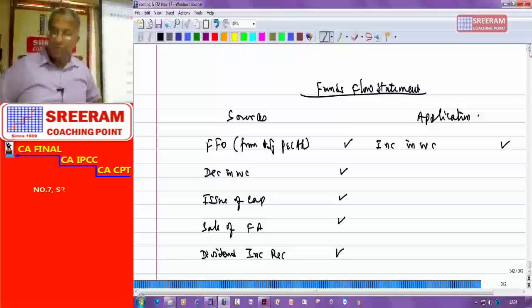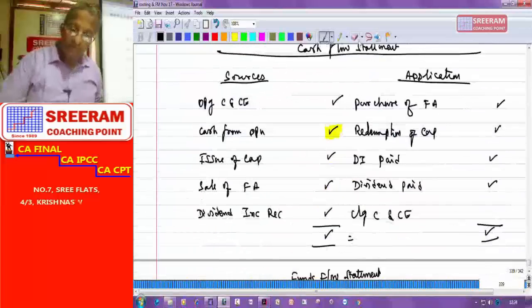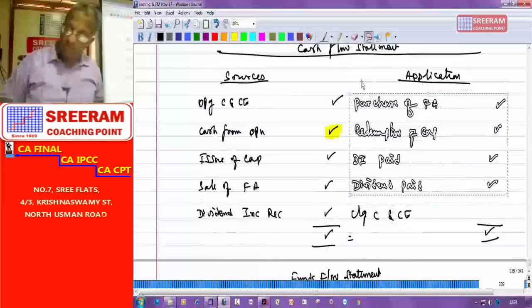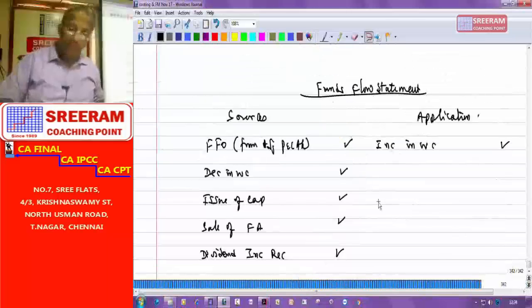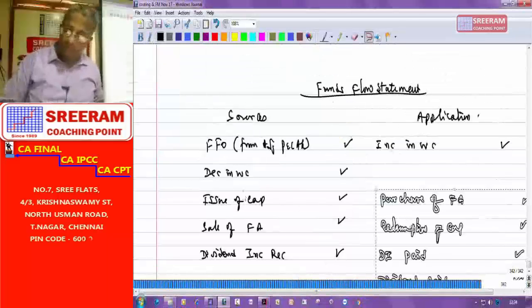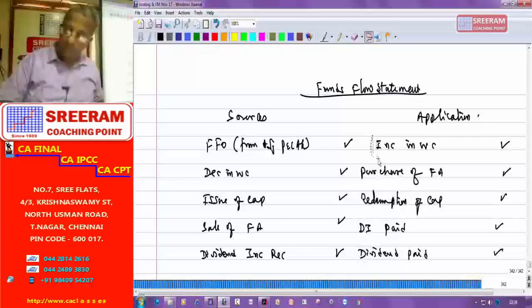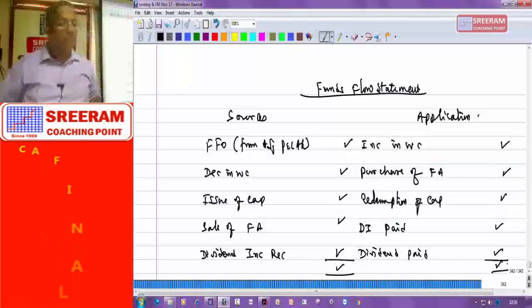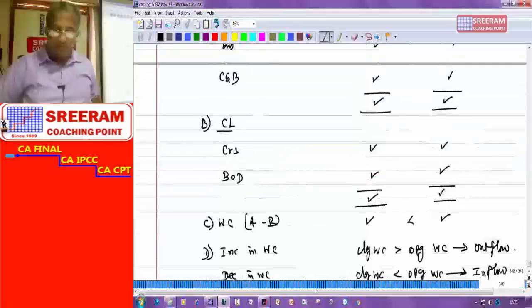Okay, we'll go back, copy paste only. That's all. So cash flow statement and fund flow statement are look-alike only.